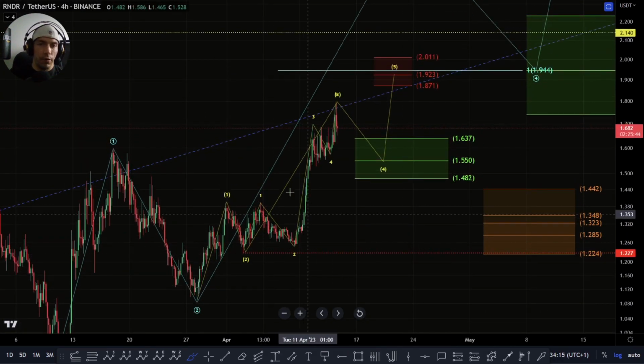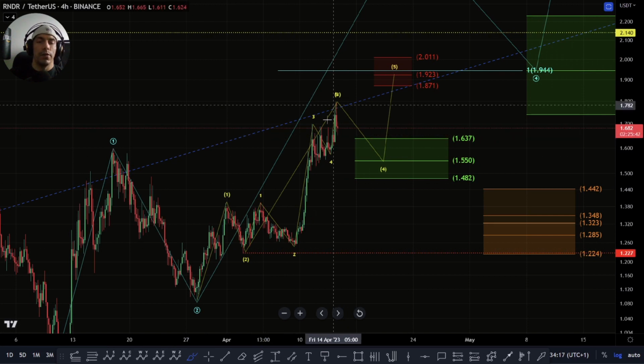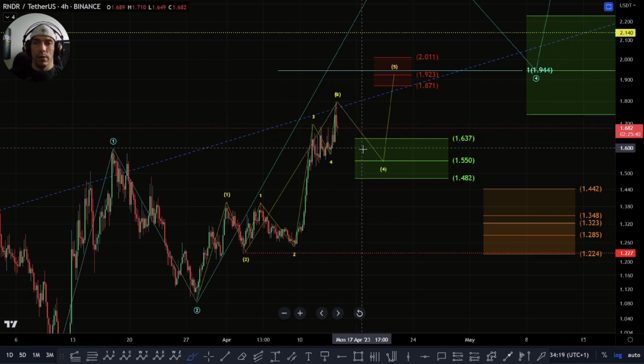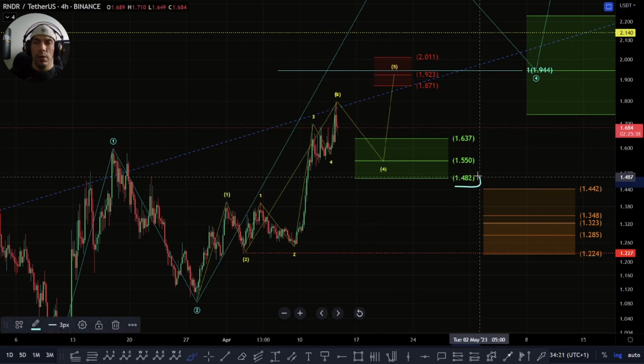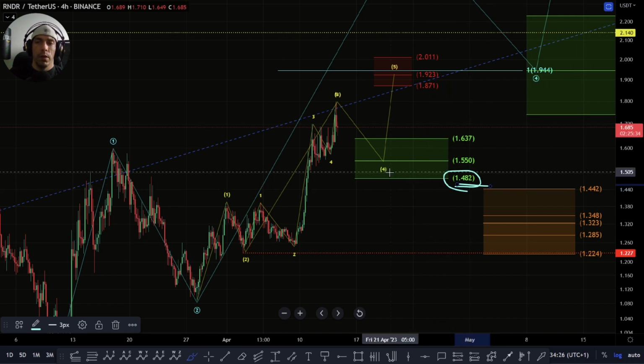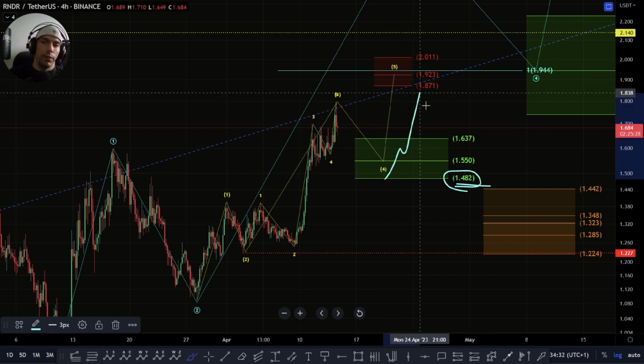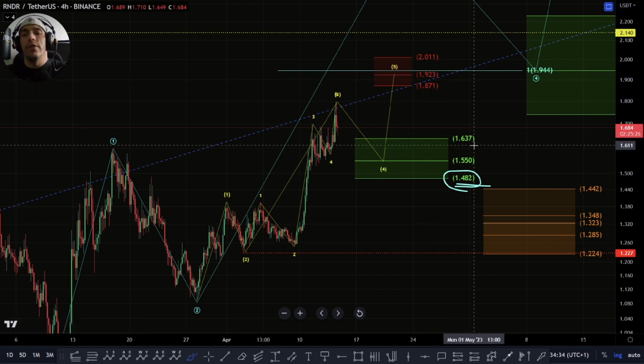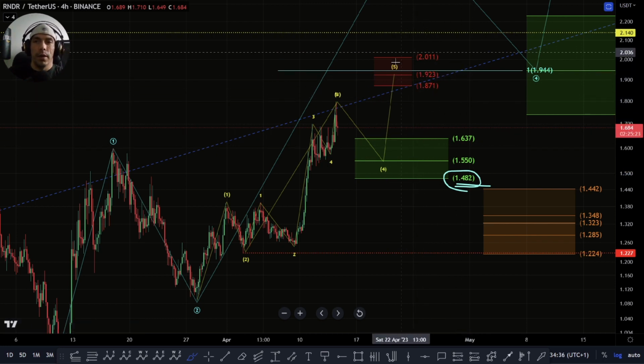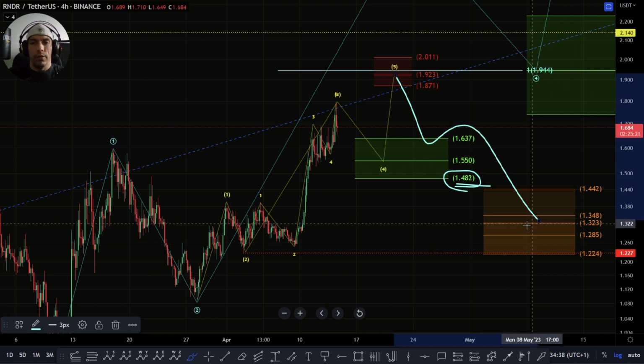I can't see any potential besides the way I'm counting it for extension. So what I want to see is this fourth wave play out. So as long as we hold above this $1.4482, what we need to be on the lookout for is a 5-wave move up towards this $2 range, then looking to see if we can actually complete this 3-wave structure down.